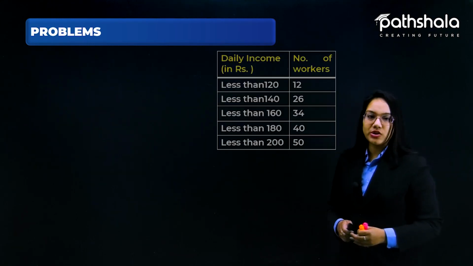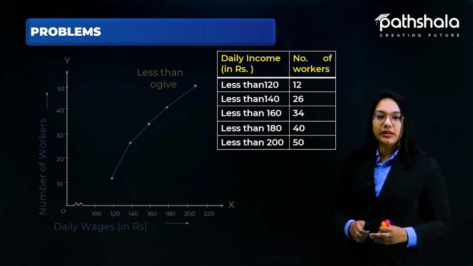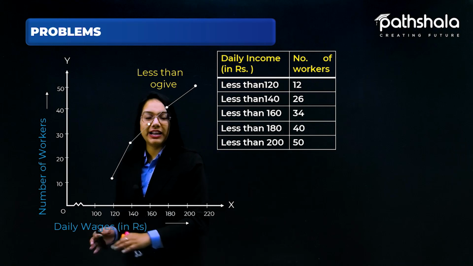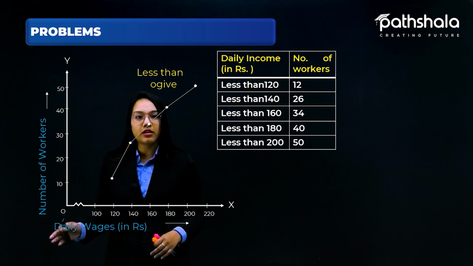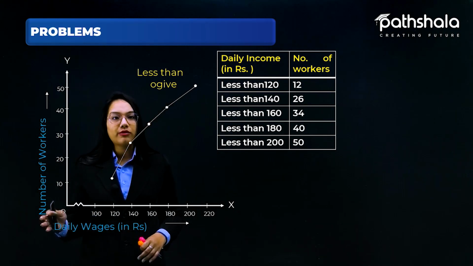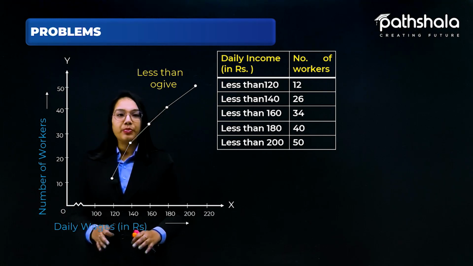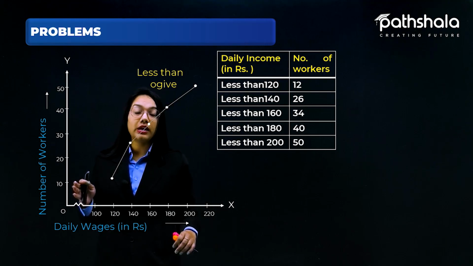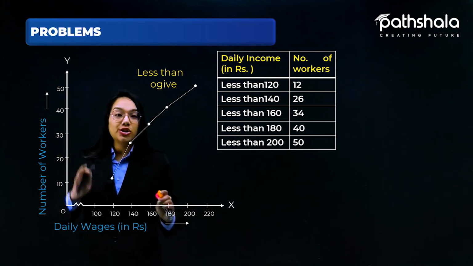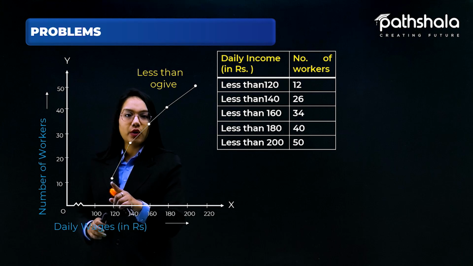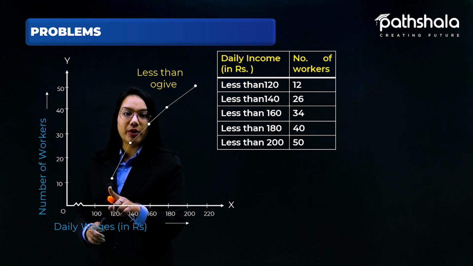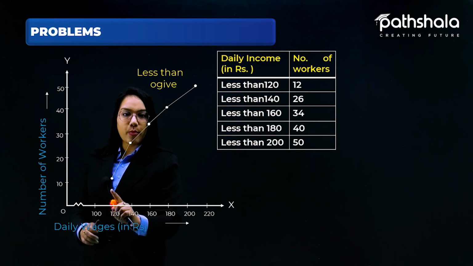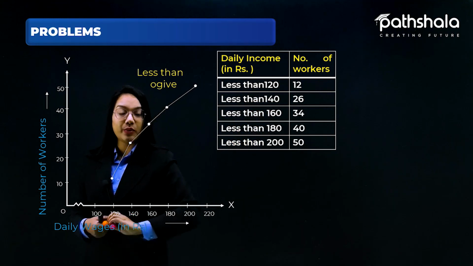Let us suppose we are talking about the XY plane. This is my table. As you can see, this represents the daily wages, and this represents the number of workers. These are my upper limits, and these are the cumulative frequencies. So the very first coordinate is of the type 120, 12. This is the point that represents 120, 12.